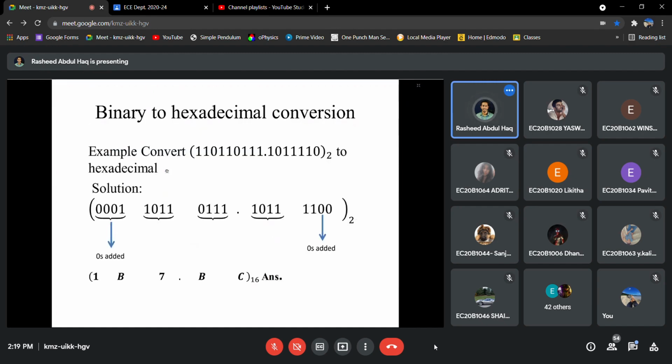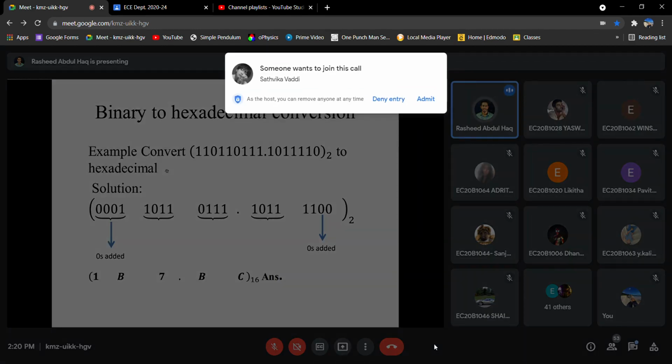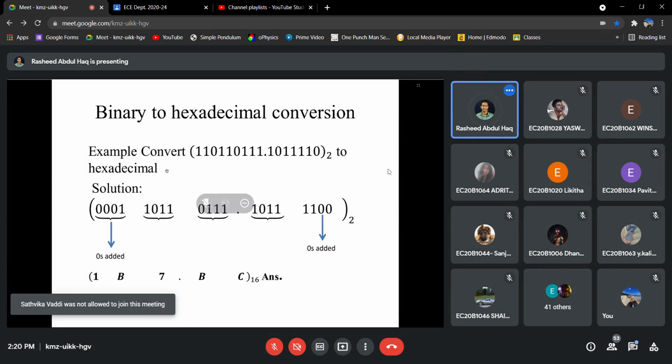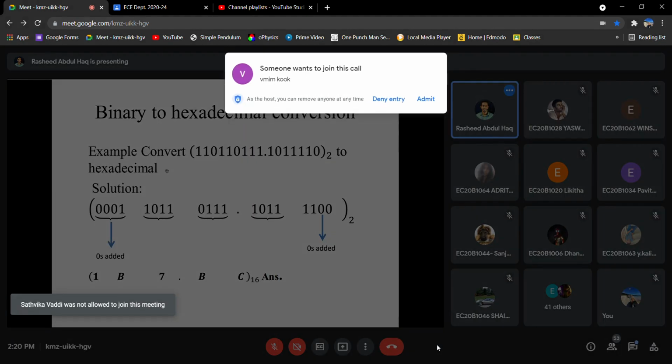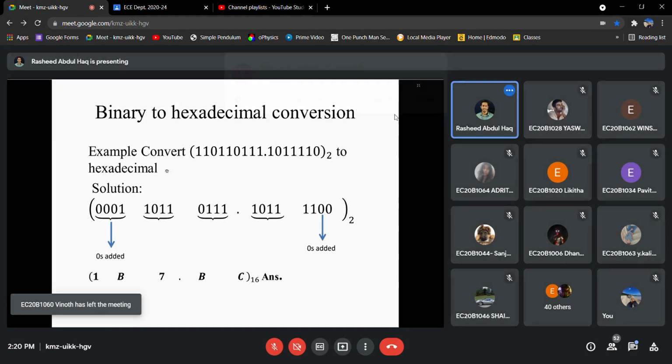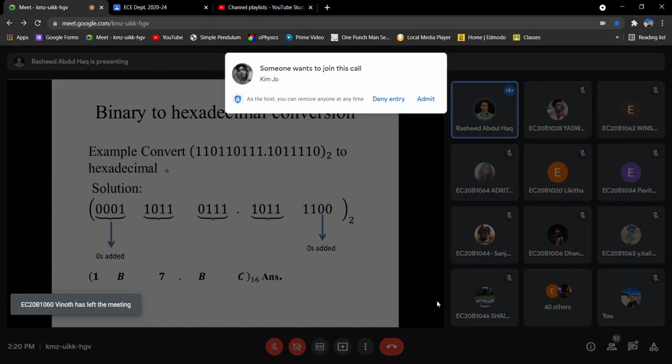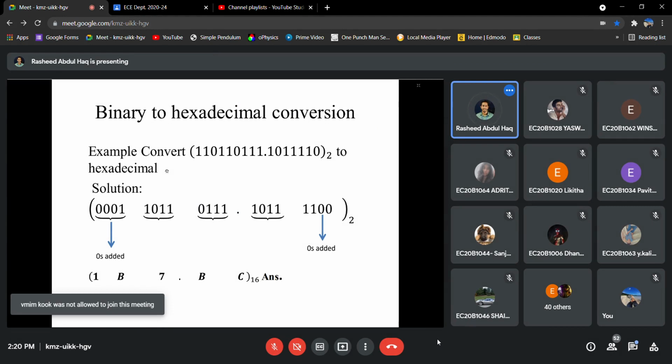Now we will convert binary to hexa. Just like we converted from binary to octal, we will convert binary to hexa. The only difference here is that we will group it as 4 digits. Instead of 3, here we are grouping as 4 digits, and the hexa number is substituted for each 4 digits. Can everyone try this number, how to convert this one?